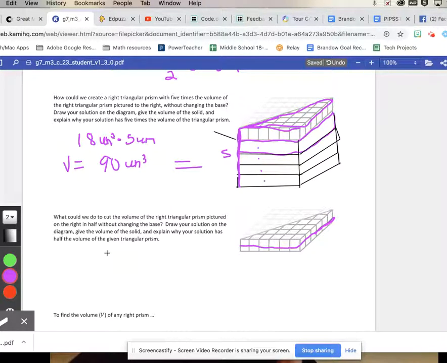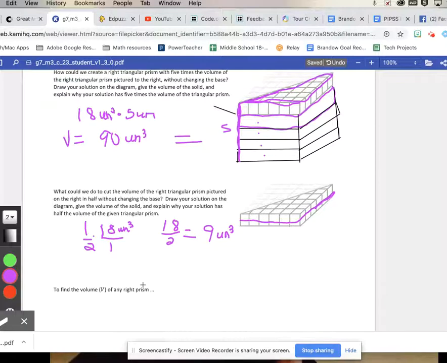So I already knew the volume of this was 18 units cubed. And if I wanted to cut it in half, I could either times by 1/2, or I could do 18 divided by 2. And 18 divided by 2 is 9. Still volume, so it's going to be units cubed.